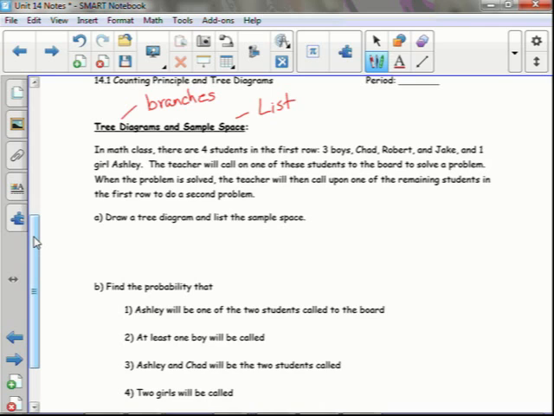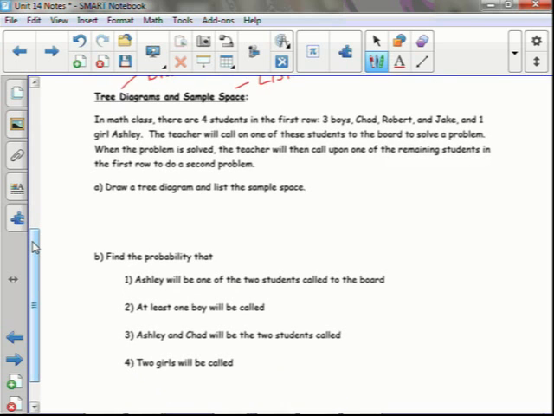So in a math class, there are 4 students in the first row, 3 boys, Chad, Robert, and Jake, and 1 girl, Ashley. The teacher will call on one of these students to the board to solve a problem. When the problem is solved, then the teacher will call upon one of the remaining students in the first row to do the second problem. Draw a tree diagram and list the sample space.